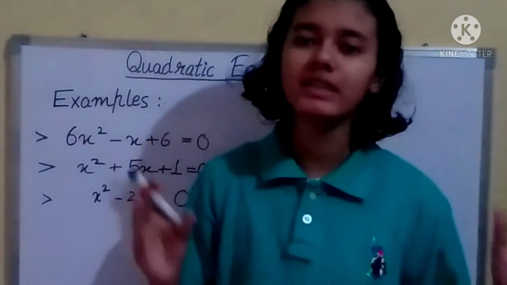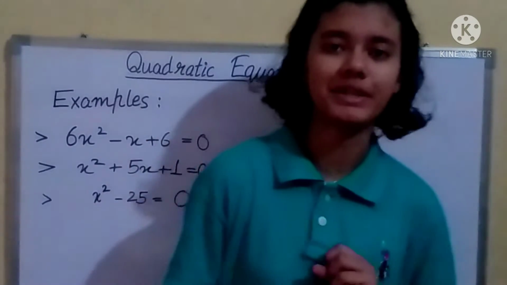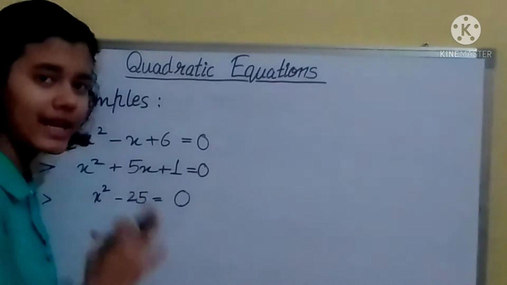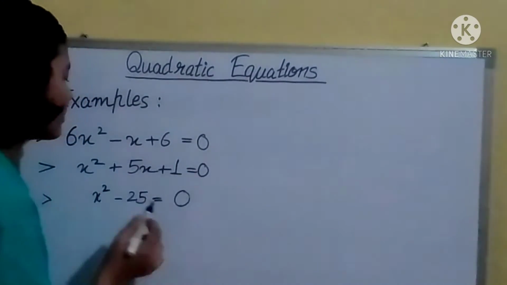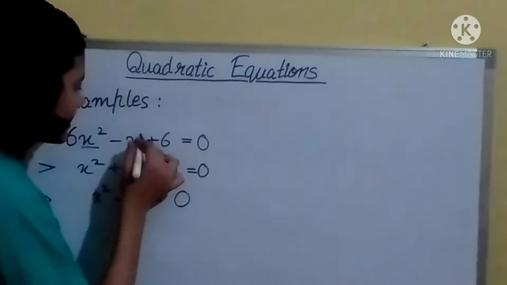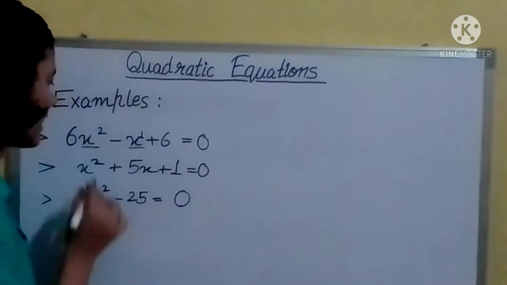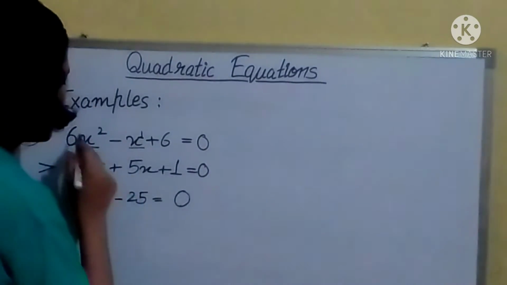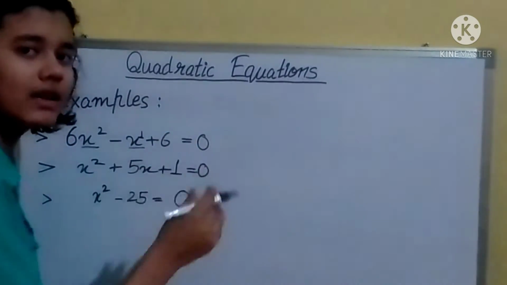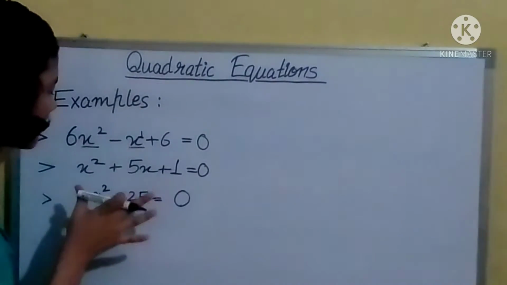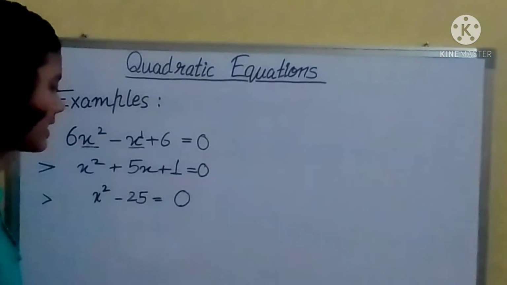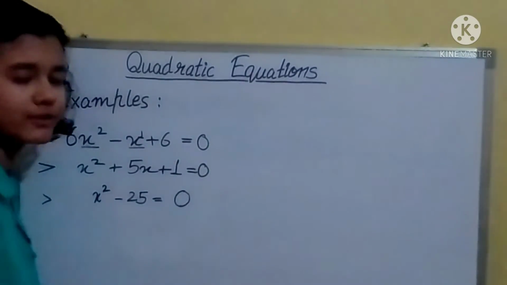Okay, now we will see examples of quadratic equations. The first example is 6x² minus x plus 6 is equal to 0. What we can see here is that the power of x is 1 and here 2. So the highest power is 2, and 6 is the coefficient, here 1 is the coefficient and the 6 here is the constant. Now the next example is x² plus 5x plus 1 is equal to 0. This is clear because they are both in the standard form.